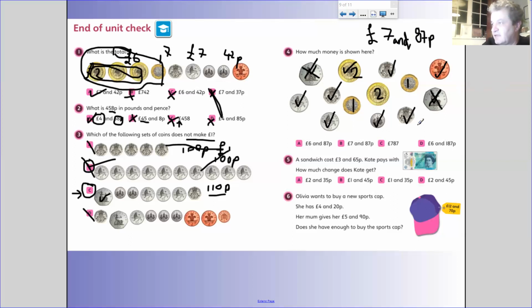So I look down here and I've got answer B is £7 and 87 pence. I know it's not £6 because I've got 2, 4, 5, 6, but then I've got 2 50s which make it 7. So no, it's not A. I haven't got £787 worth of coins. I am nowhere near that amount of pounds. So I know it's not this.